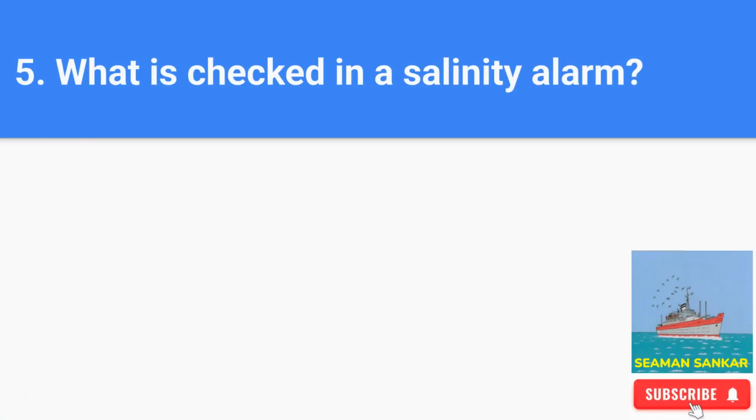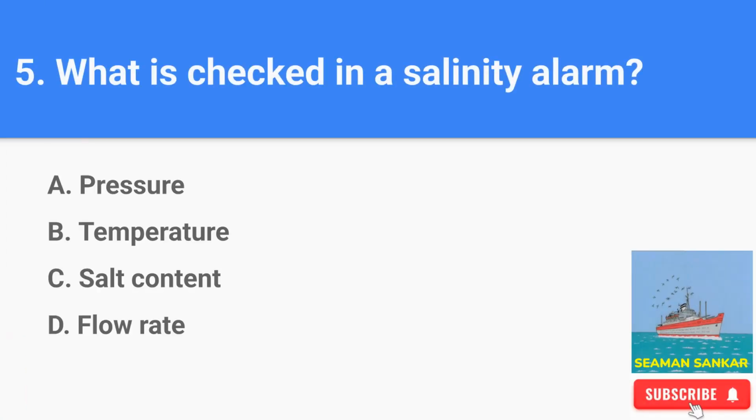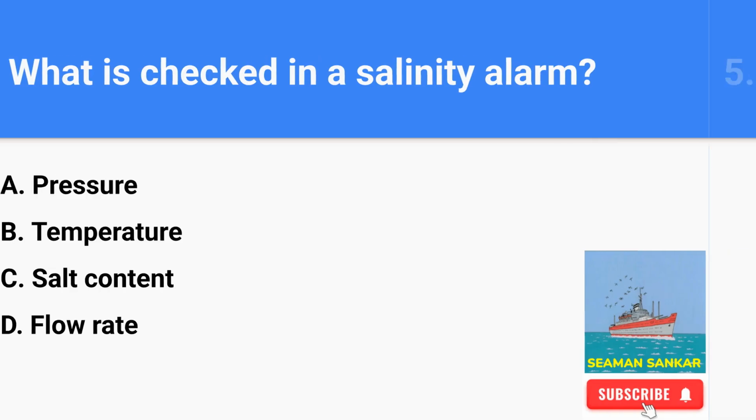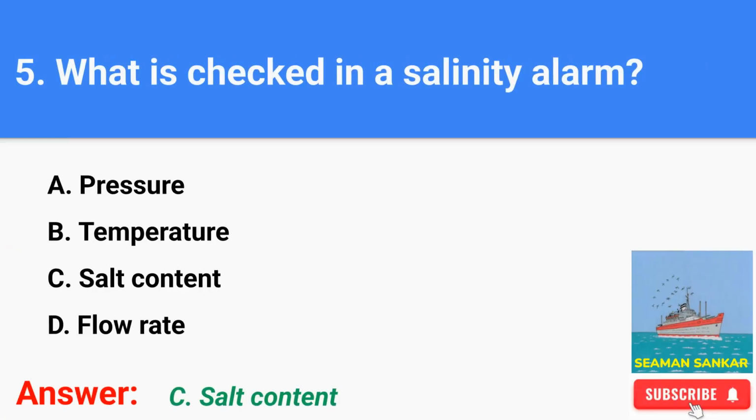Question 5. What is checked in a salinity alarm? A. Pressure. B. Temperature. C. Salt content. D. Flow rate. The correct answer is C. Salt content. The salinity alarm monitors the salt concentration in the fresh water to ensure it meets quality standards.